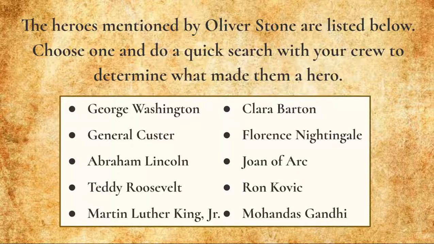The heroes mentioned by Oliver Stone are listed below. Choose one and do a quick search with your crew to determine what made them a hero. We have George Washington, General Custer, Abraham Lincoln, Teddy Roosevelt, Martin Luther King Jr., Clara Barton, Florence Nightingale, Joan of Arc, Ron Kovic, and Mohandas Gandhi. Be sure to return to this point in the video if you need to see the list again.